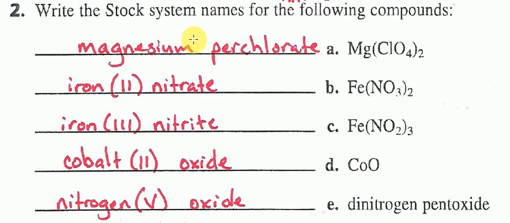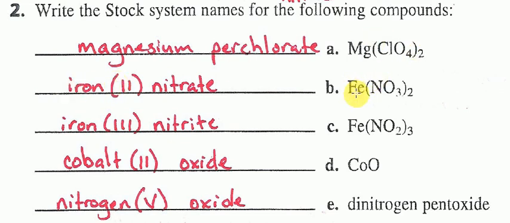So normally we would not have a Roman numeral in here, and we read it just like we have here, and we'd expect the reader to know that magnesium has a +2 charge, perchlorate has a -1 charge, and then they would have to figure out that we would need 2 perchlorates in order to balance that out ionically. But in this problem, we want to show stock system names. We want to use the Roman numeral.